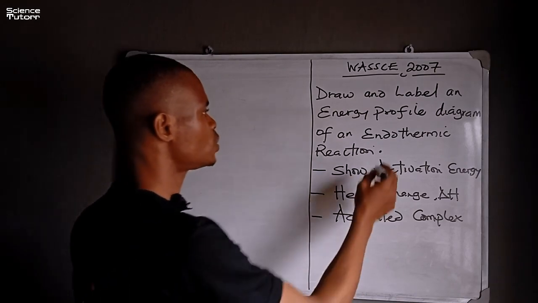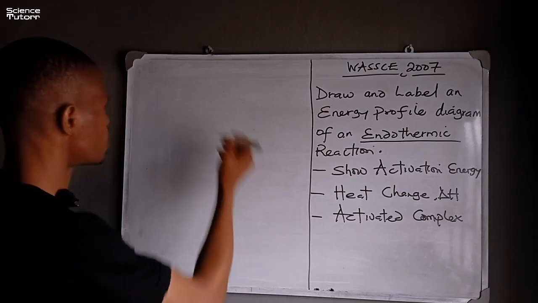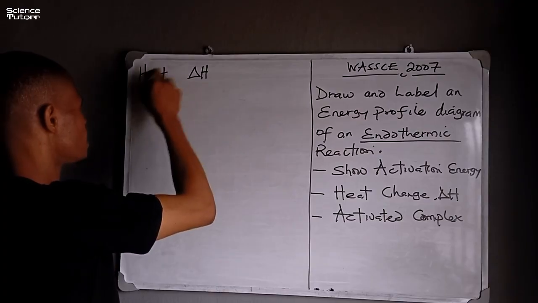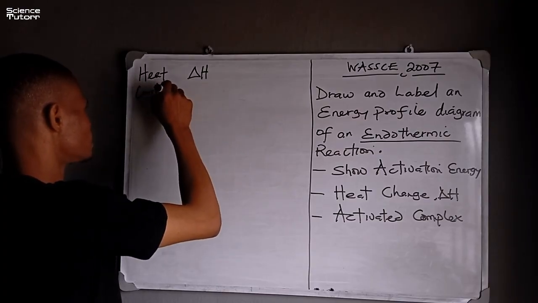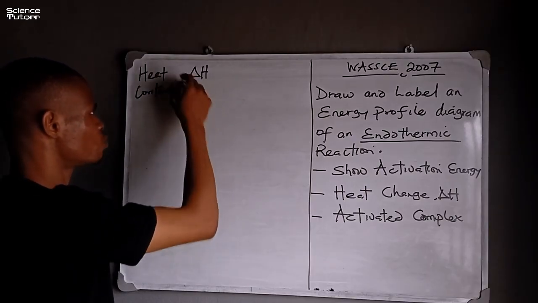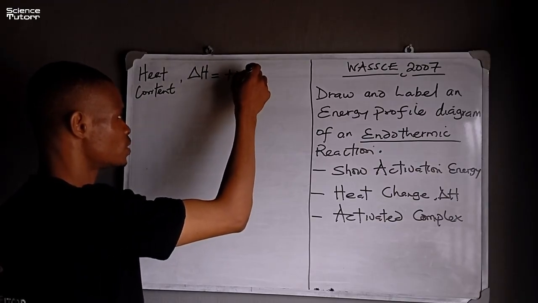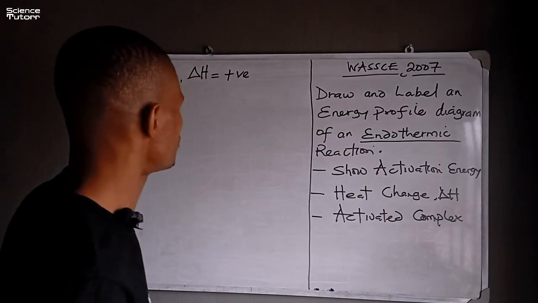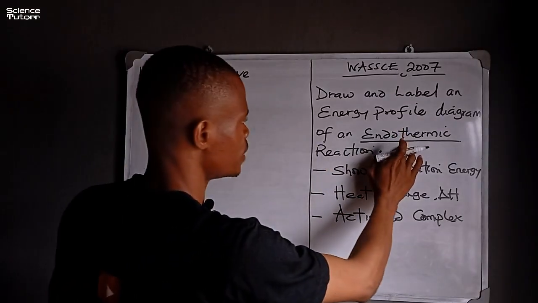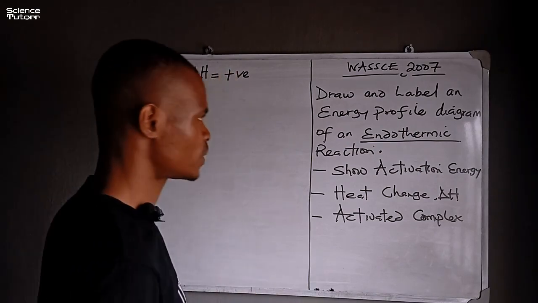Now, for an endothermic reaction, it simply means the heat content, delta H. In previous videos I explained these terms, the heat content. The heat content is also called the enthalpy. So the heat content, which is delta H, is always a positive value. Delta H is always positive for an endothermic reaction. Delta H is negative for an exothermic reaction.